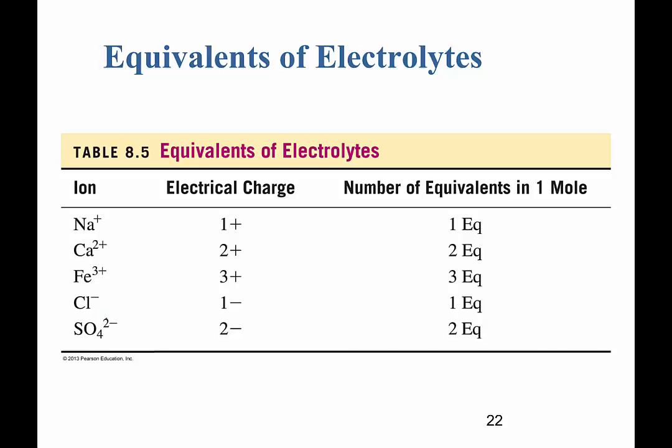So here are some different ions. And you can see a +1, +2, +3. This is a -1. This is a -2. The sign doesn't matter. The equivalents are just what that number is. So 1, 2, 3, 1, 2, that's the number of equivalents. Whether it's a positive or negative charge is irrelevant. The equivalence is just how many charges.